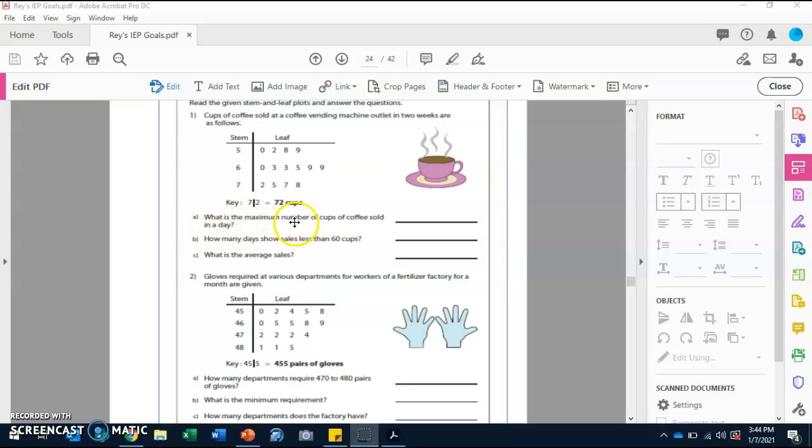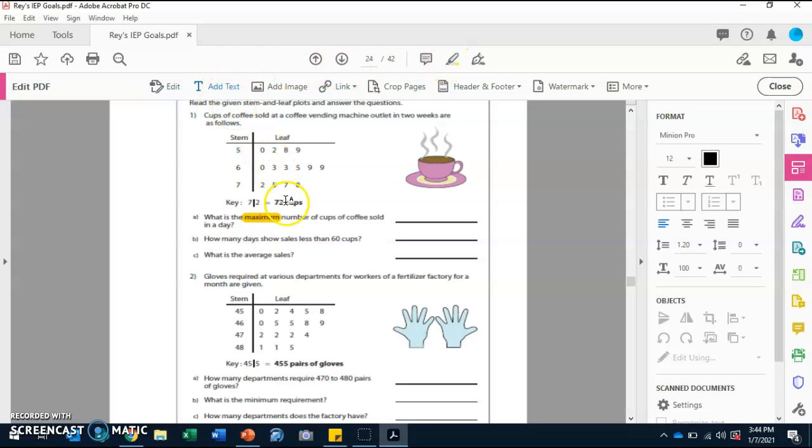What is the maximum number of cups of coffee sold in a day? So maximum. That is a huge word. Do you know what maximum means, Ray? Yes, it means the most. So they want to know what is the biggest number of cups of coffee that they sold in a day.